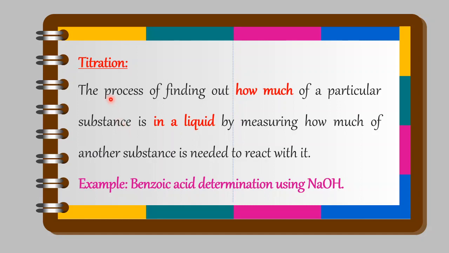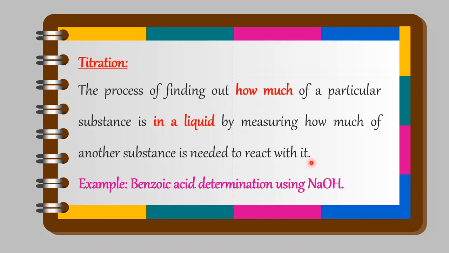So titration can be defined as a process by which we can find out how much substance is present in a given liquid. So if a certain liquid is given to you and you want to determine what is present in that liquid, that can be determined by the titration. And how do we determine it? By measuring how much of another substance is needed to react with it. So we will be taking the help of two substances and we will find out how much amount of a particular substance is present in the liquid by using the other substance. I will explain by taking an example of determination of benzoic acid using NaOH.